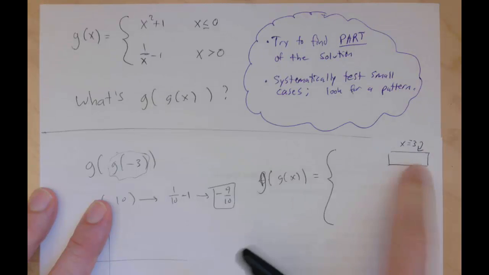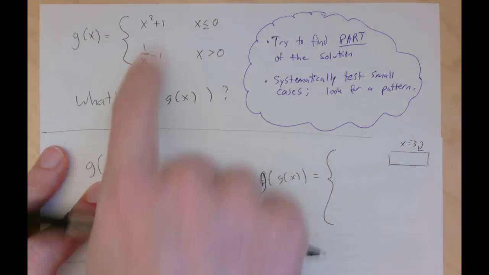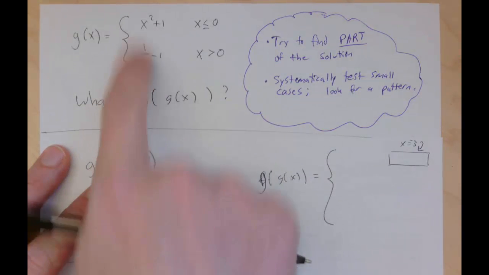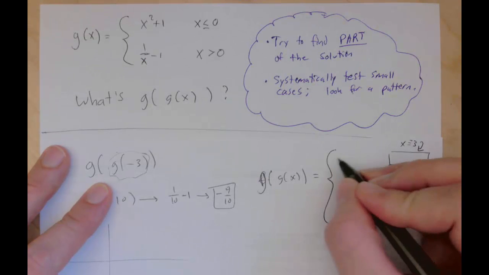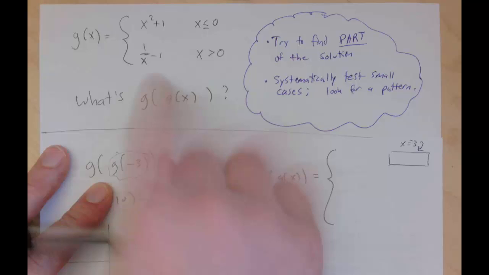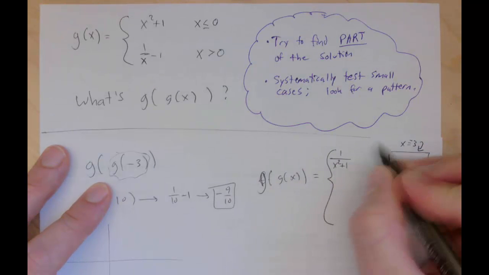So whatever is happening here, it includes x equals -3. And what I did was I composed that piece with that piece. So I did this one first and this one second. So if I was going to write that as a function rule in general, it would be, what, this one first, that one second. So it would be 1 over x squared plus 1 minus 1.